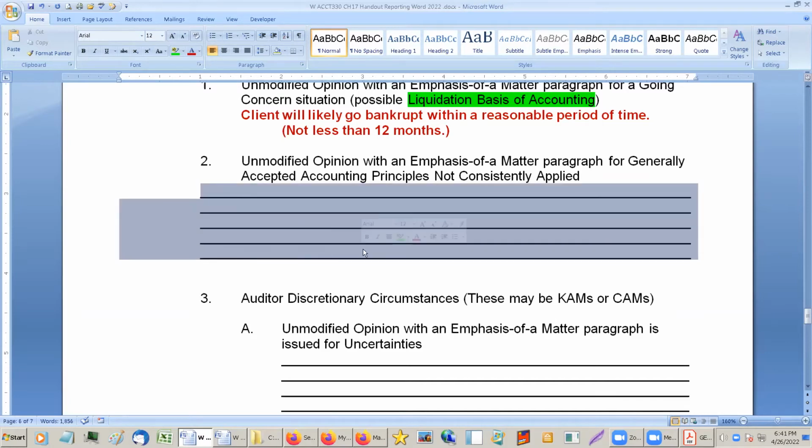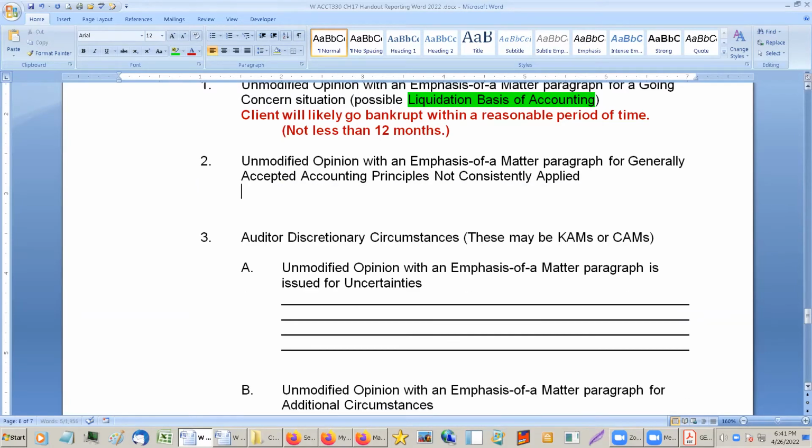Unmodified opinion. The accepted principle is not consistently applied. GAAP is being used, but not consistently. That's what this one's talking about. So they're using GAAP, but it's not being consistently applied.